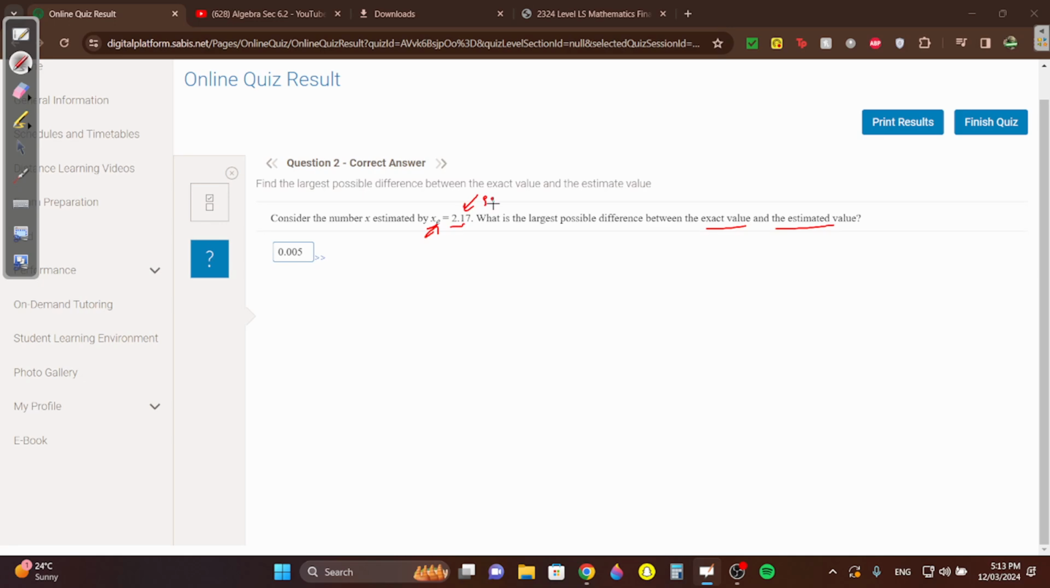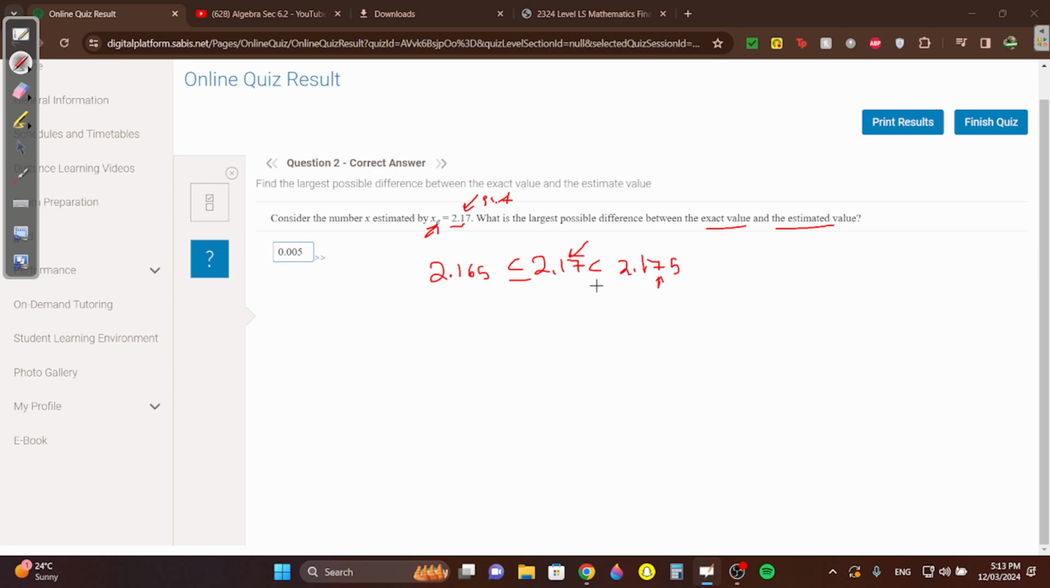2.17, this is 3 significant figures, right? So let's find the range of it. 2.17 is less than and greater than or equal. Obviously, the max will be 2.175. We add the 5 at the end. Then the minimum will be 2.165. You just take away 1 over here. This is your minimum, this is your maximum.